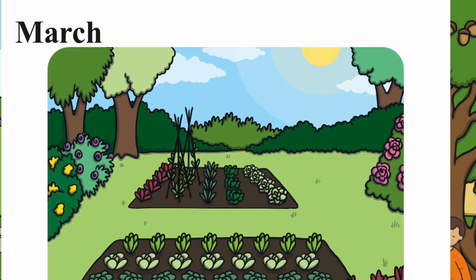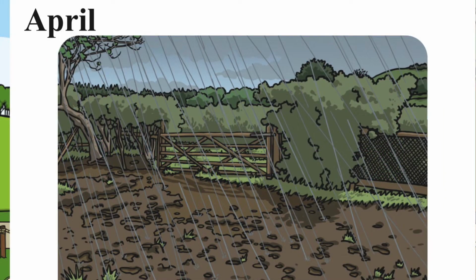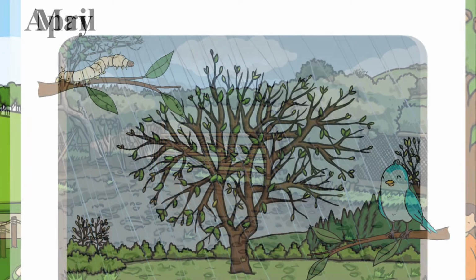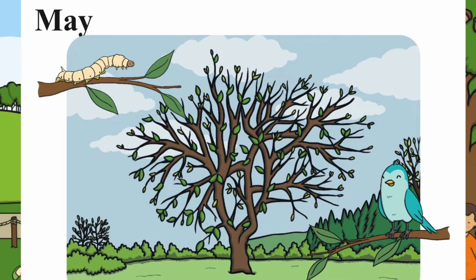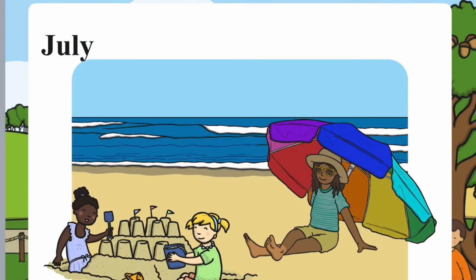Next comes March and the start of spring, followed by April and May. June is the start of summer, followed by July and the hottest, August.